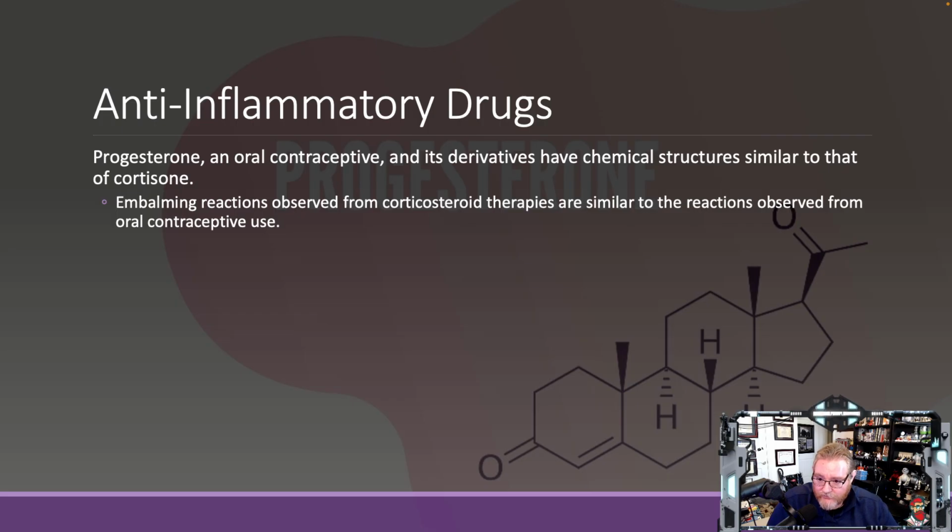Progesterone, an oral contraceptive, and its derivatives have chemical structures similar to that of cortisone. Embalming reactions observed from corticosteroid therapies are similar to the reactions observed from oral contraceptive use.